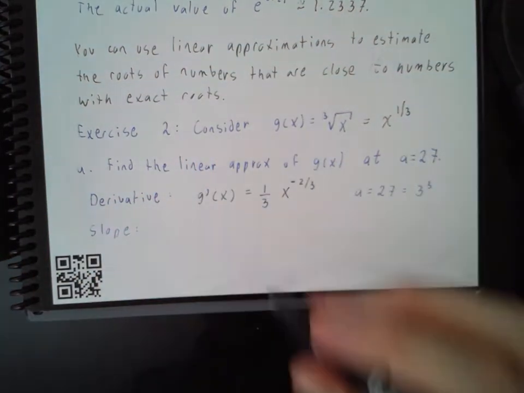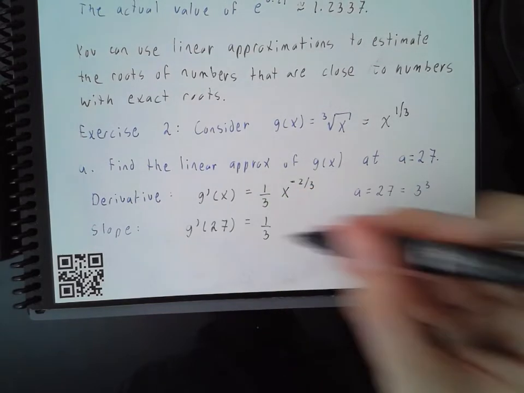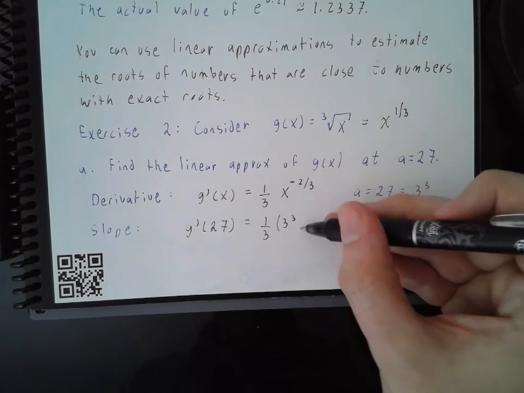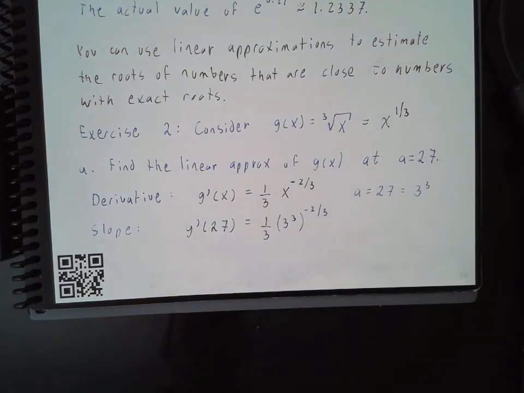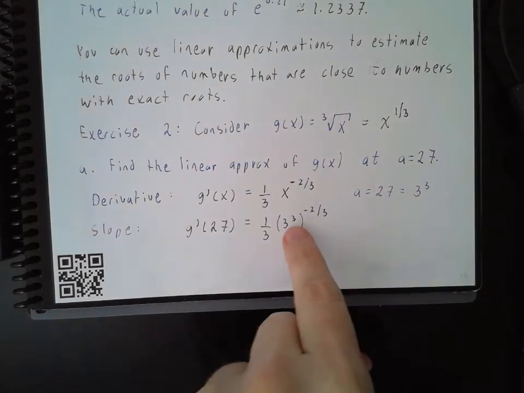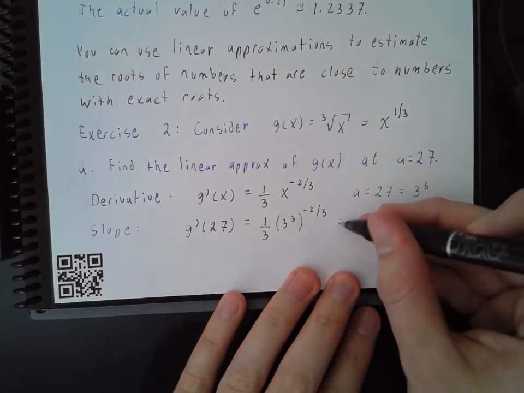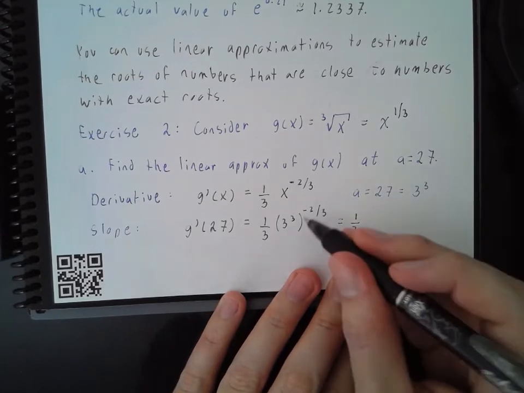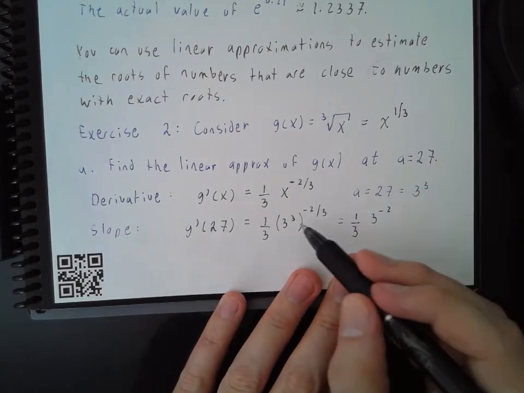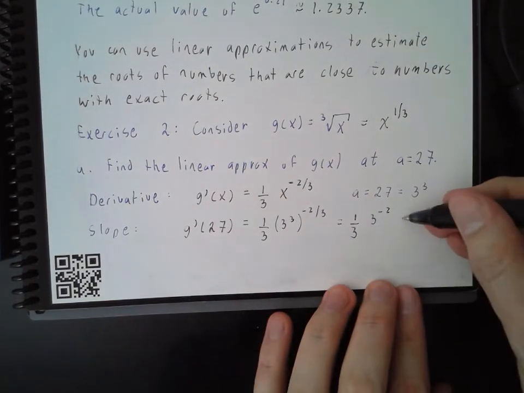So the slope of this function, I'm going to say that g prime of 27 is equal to 1/3 times 3 to the power of minus 2/3. And when we have these power functions, instead of finding the power of 27 and then the cubic root of 27 squared, which is kind of complicated, the best thing to do is just to multiply these two powers using the properties of power functions. Then you're going to have 1/3 times 3 to the minus 2, because we basically have minus 6 divided by 3. And then 3 to the minus 2 is equal to 1/9.